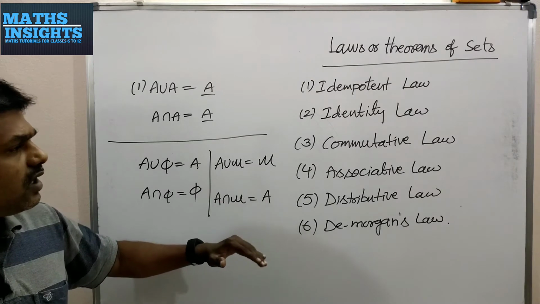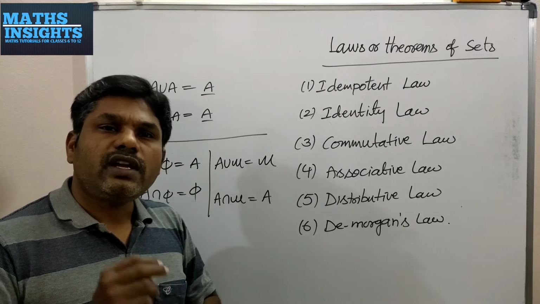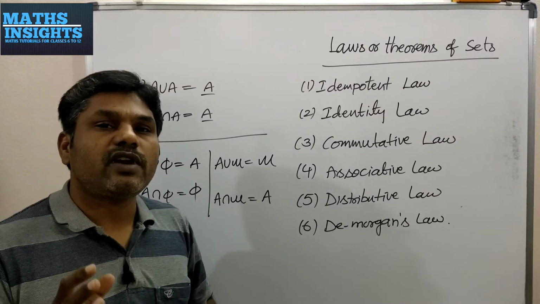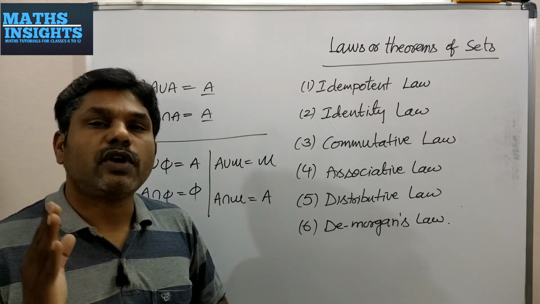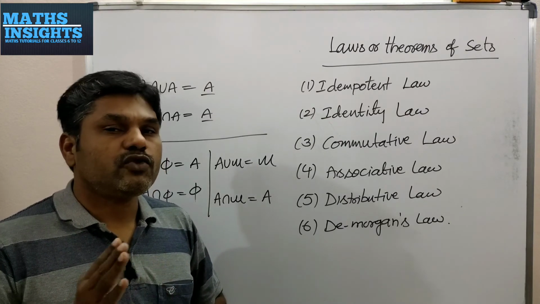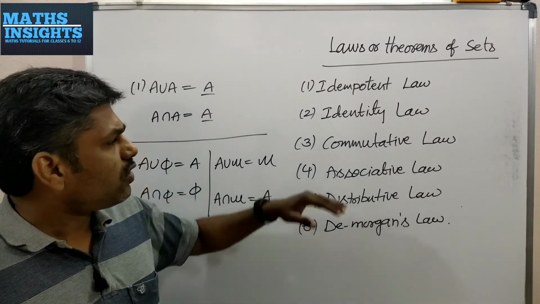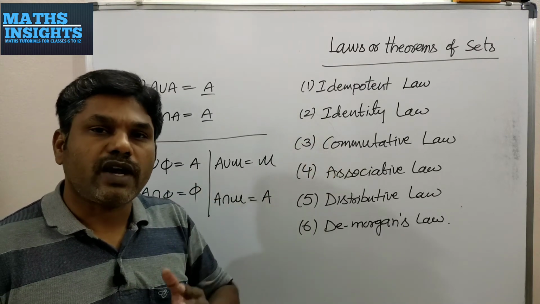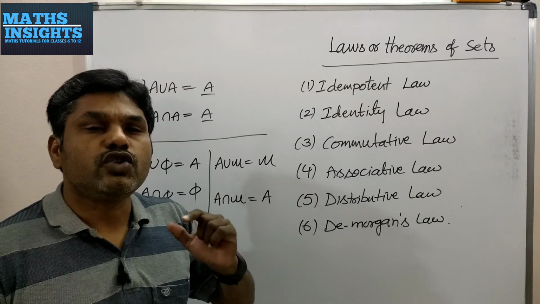Very simple. And coming to commutative laws, in algebra also we have commutative laws. Suppose a, b are two real numbers, then a plus b is equal to b plus a, and also a into b is equal to b into a. Similarly, you have commutative law in sets. Instead of plus and multiplication, we will use here intersection and union.